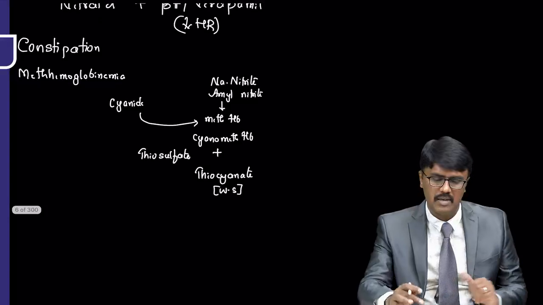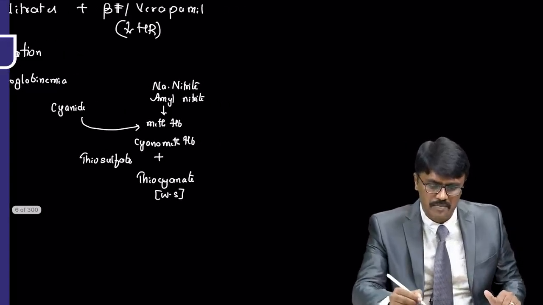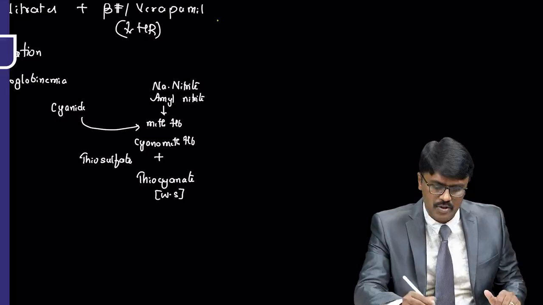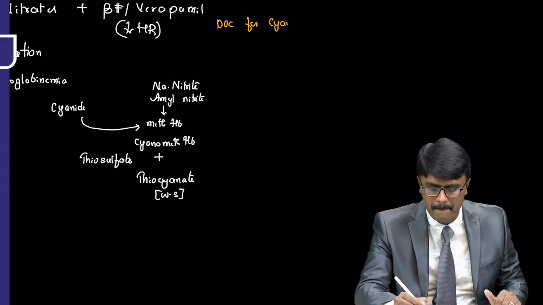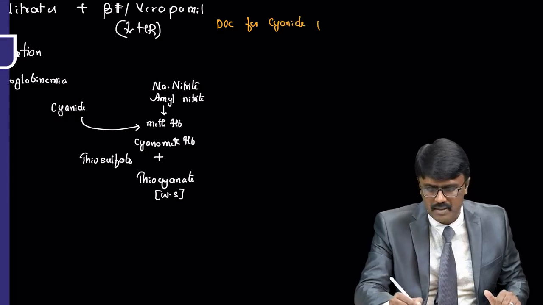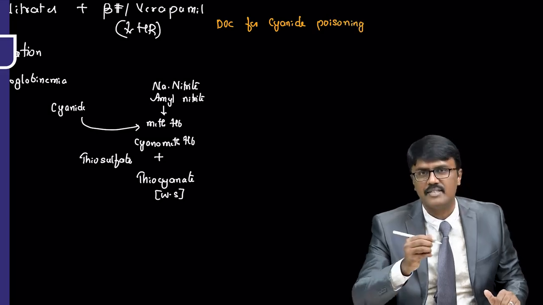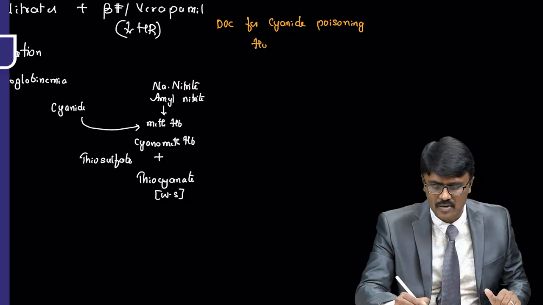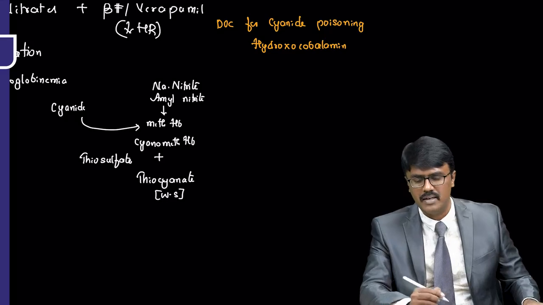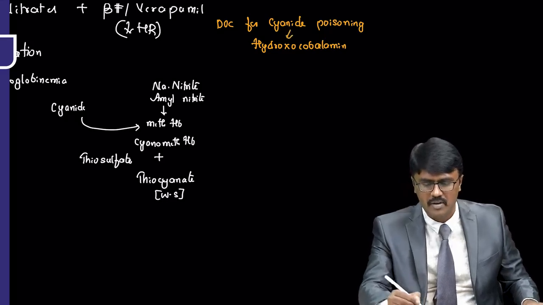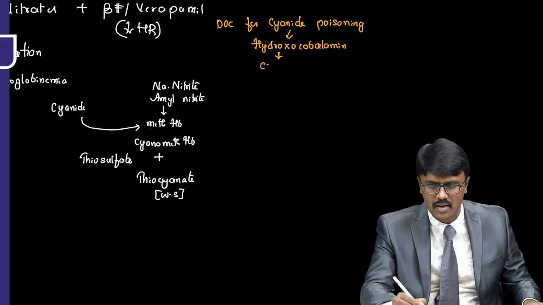Nowadays, if they ask in the exam what is the drug of choice for cyanide poisoning, any guesses? Yes, it is nothing but hydroxocobalamin. Now, why do we give hydroxocobalamin? Cyanide combines with hydroxocobalamin, and you get cyanocobalamin.